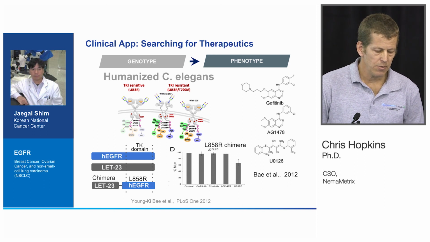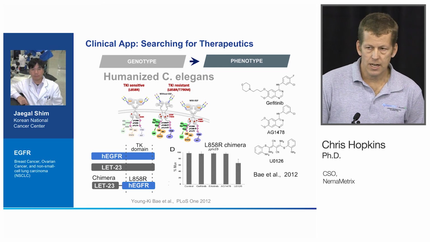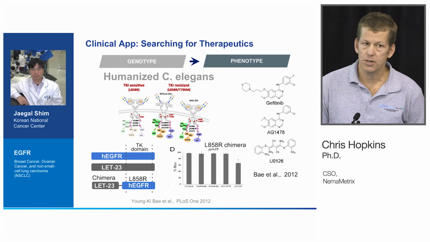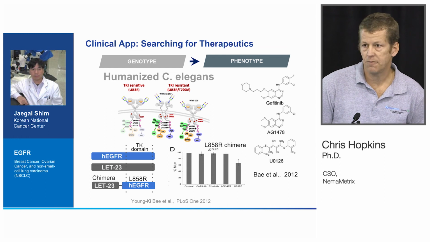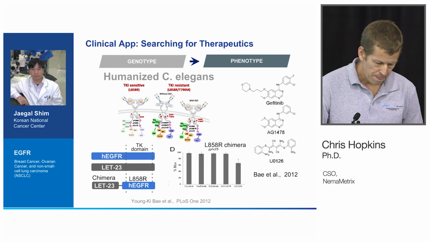And so the implication of this is that humanizing C. elegans and then these fast phenotyping assays become a platform for helping us find therapeutics that reverse pathogenic phenotypes that are specific to patients, so a form of personalized medicine.